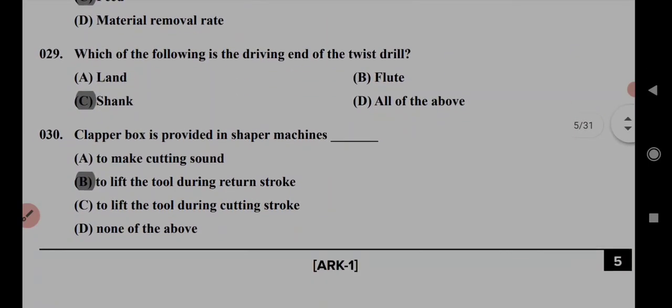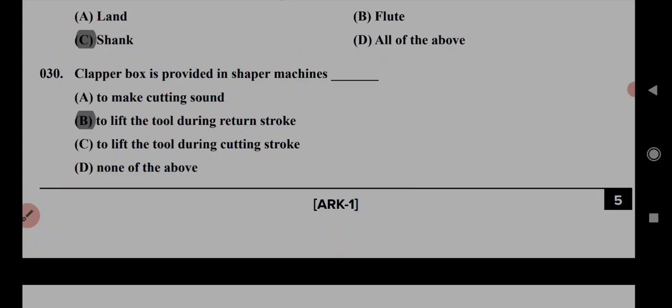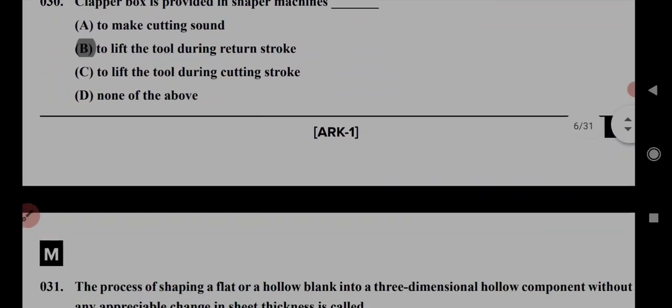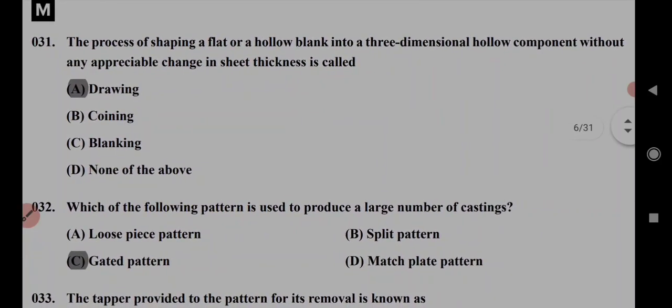29. Which of the following is the driving end of the twist drill? The shank. 30. Clapper box is provided in shear machines to lift the tool during the return stroke. 31. The process of shaping a flat or hollow blank into a three-dimensional hollow component without any appreciable changes in sheet thickness is called drawing.